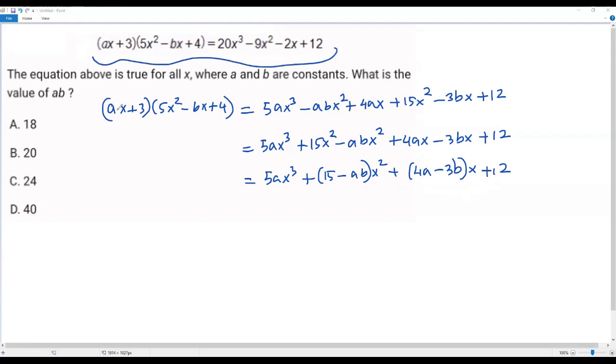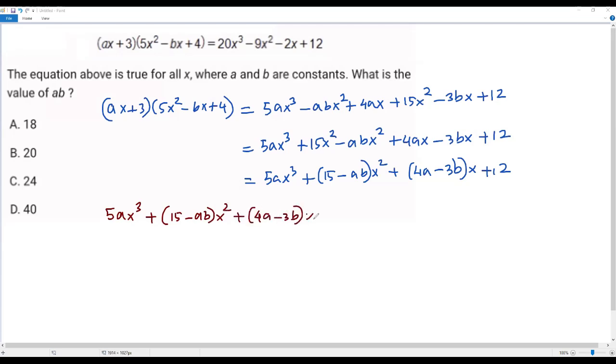Now let me take the given equation, and instead of this product, I'm going to write this expression on the left side over here. Let me do it. We have 5a times x³ + (15 − ab) times x² + (4a − 3b) times x + 12. On the right side, we can write this cubic polynomial as it is. That is 20x³ − 9x² − 2x + 12. Here two cubic polynomials are equal. Whenever two polynomials are equal, we can equate the coefficients of like terms.